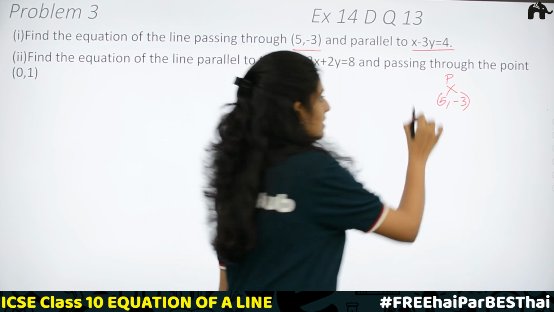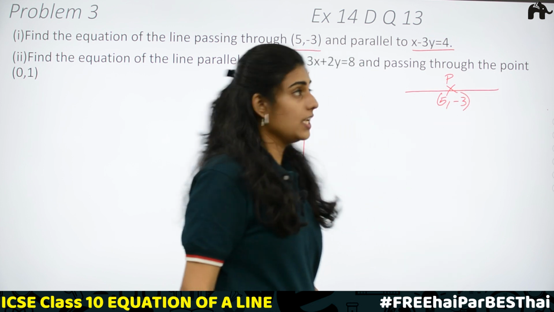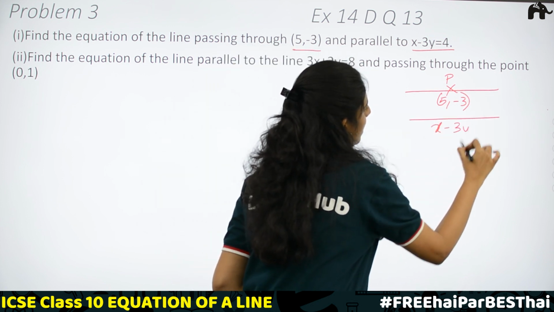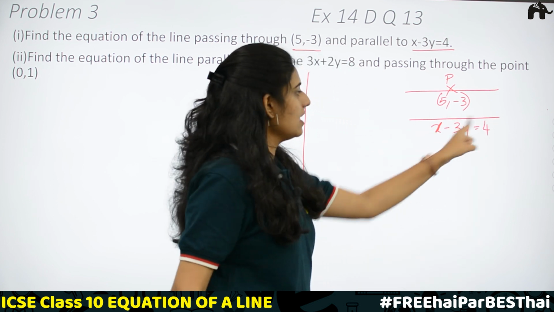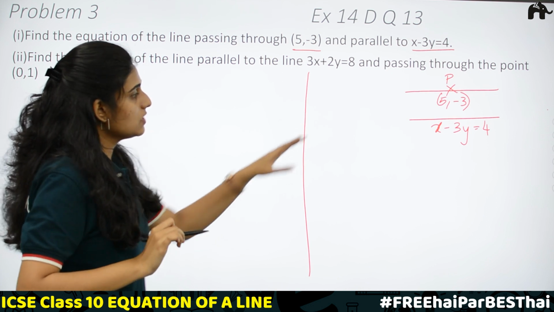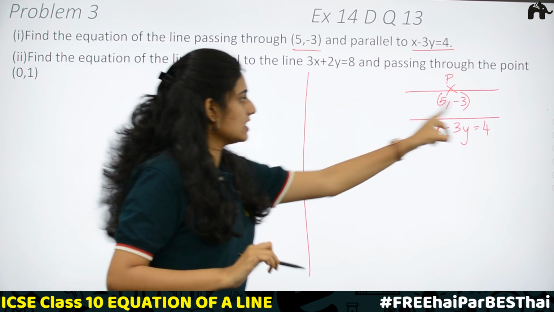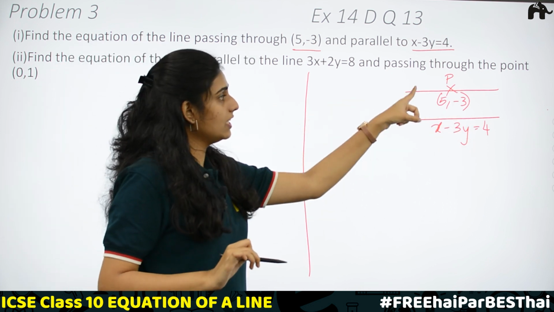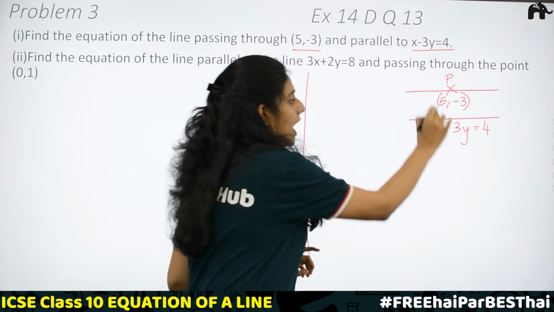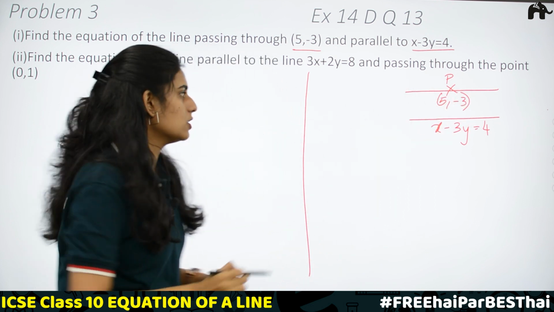And this is our line which passes through P. It is parallel to x minus 3y is equal to 4. This is the line x minus 3y is equal to 4. Now, first we'll find the slope of this line. When you find the slope of this line, we'll get the slope of the line passing through point P. Yes, because parallel lines have equal slopes.